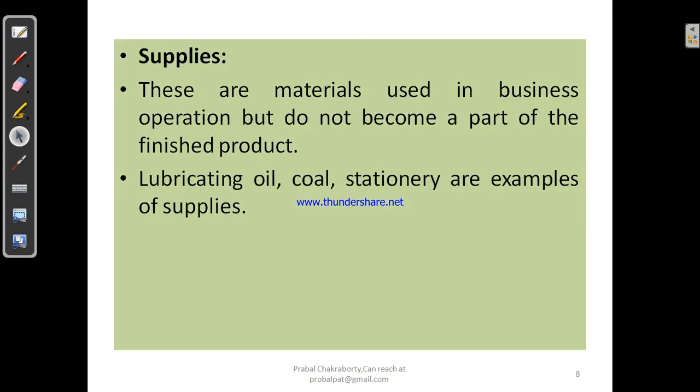Now come to supplies. These are materials used in business operation but do not become a part of the finished product. For example, lubricating oil is required daily for fine tuning of the machine. This is very important, because friction is reduced and everything is in good shape and condition. Now coal is required particularly in steel manufacturing industries or different industries also, and stationery are examples of this kind of supplies.